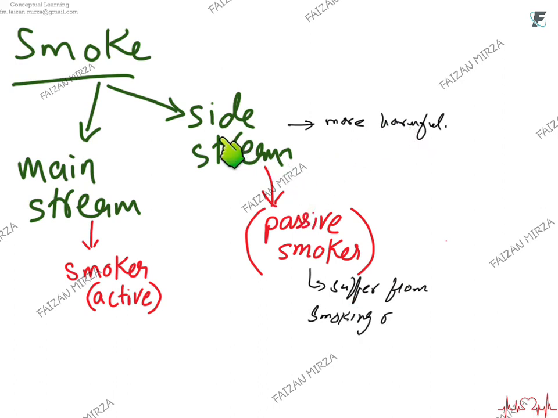Side stream smoke is more harmful. You are exposed to the side stream, and you are a passive smoker if somebody in your surroundings is smoking, and there are more chances that a passive smoker may suffer from smoking related disorders more than the smoker, because the smoker is actually smoking through the butt of the cigarette, and the butt of the cigarette has a filter which prevents a lot of dirty substances going into the respiratory system of that individual, but the side stream will not have any filter, and a lot of chemicals will go into your respiratory system, and you would never know that passive smoking is even more harmful than the mainstream smoke.